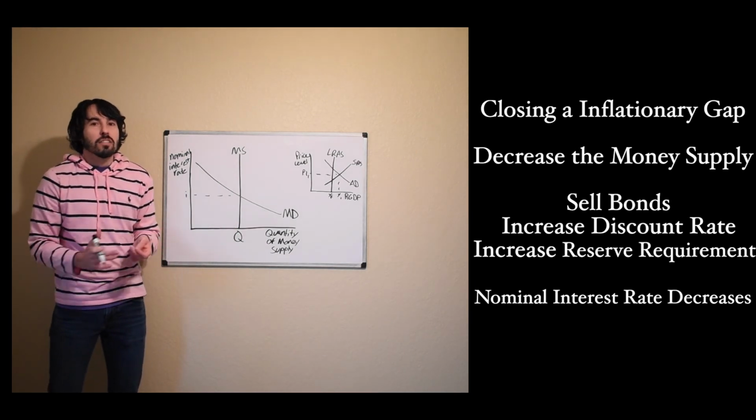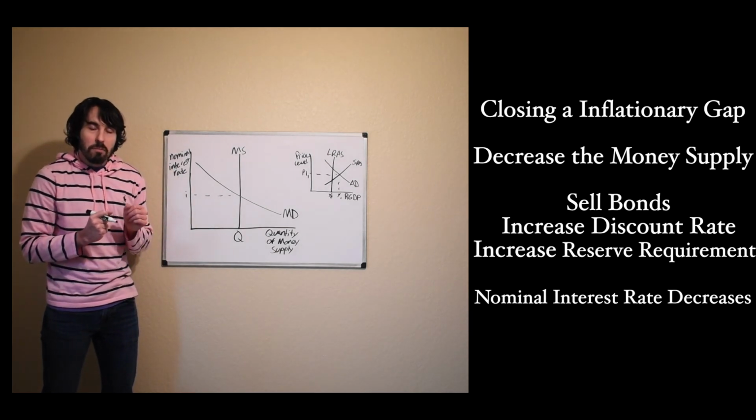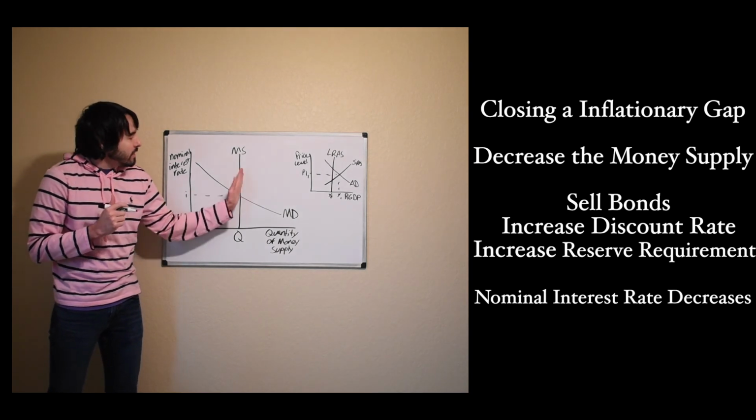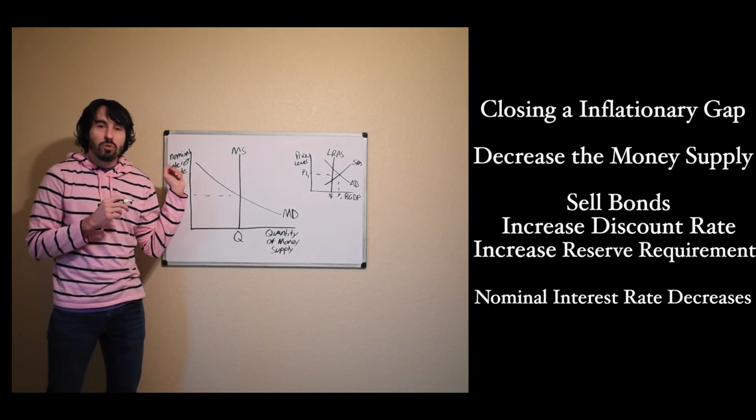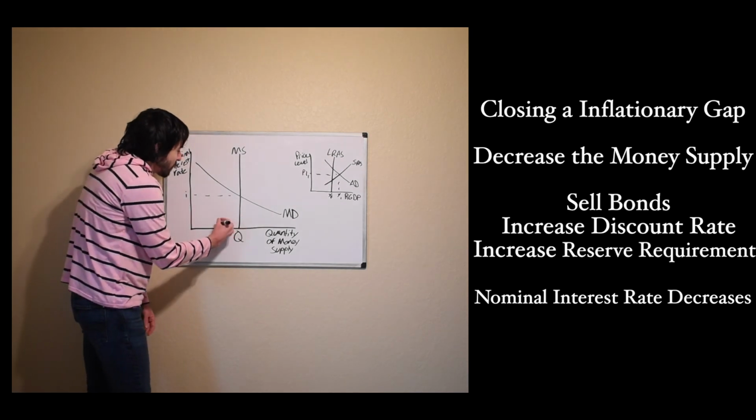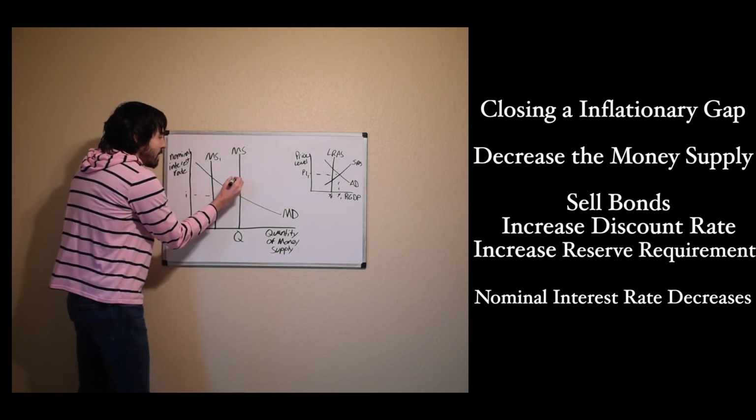Or what they're most likely to do, because it's their main tool, they could do an open market operation. They need to either buy or sell bonds. To decrease the money supply, they're going to have to sell bonds, small money. So if they sell bonds, the money supply curve shifts to the left. There's now less money available.